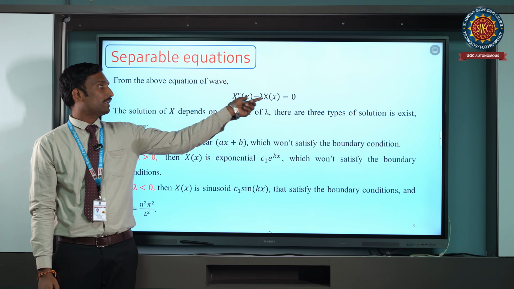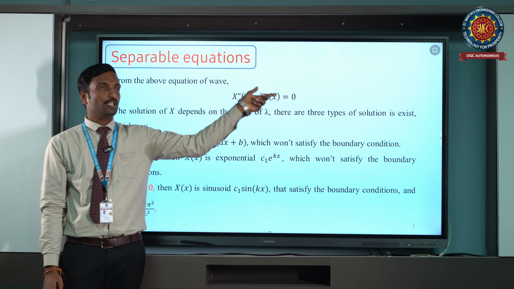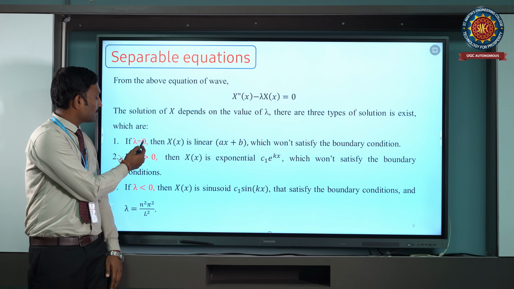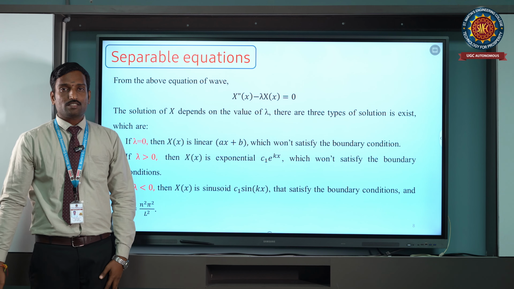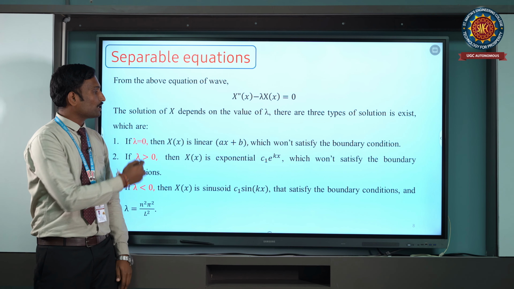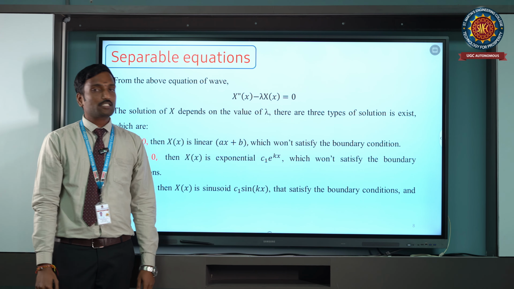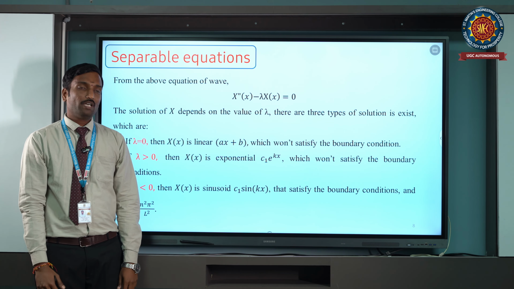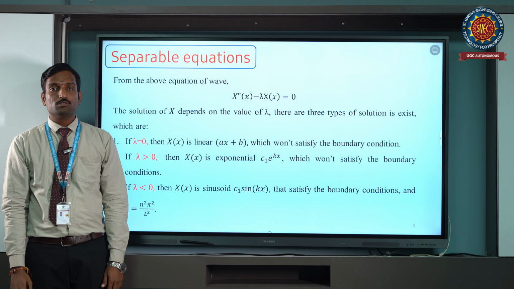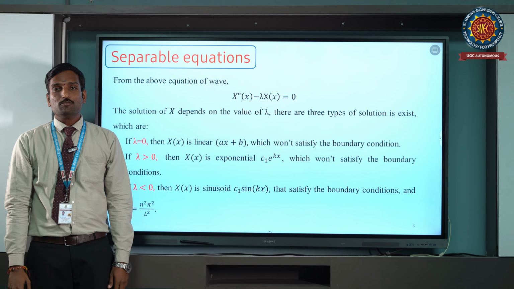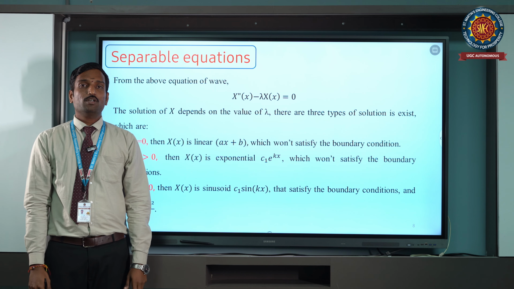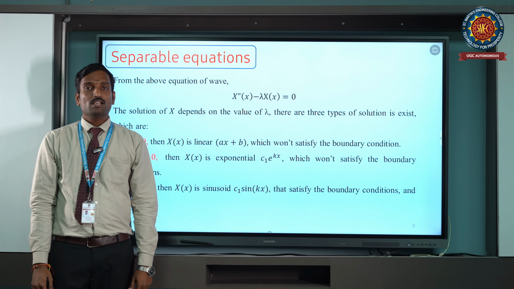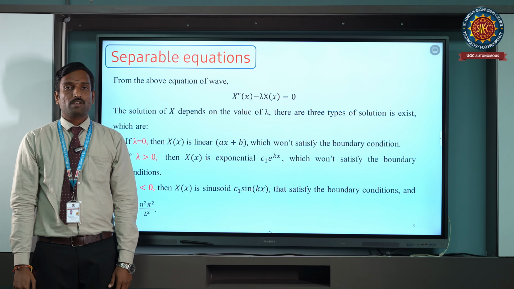in the earlier we have got the equation X double dash of x minus lambda X(x) equals 0. According to the three conditions, lambda equals 0, lambda greater than 0 and lambda less than 0. When lambda equals 0, the equation would not satisfy the boundary conditions, and when lambda is greater than 0 also, the equation does not satisfy the boundary conditions. The boundary conditions are satisfied only when lambda is less than 0 for X(x).